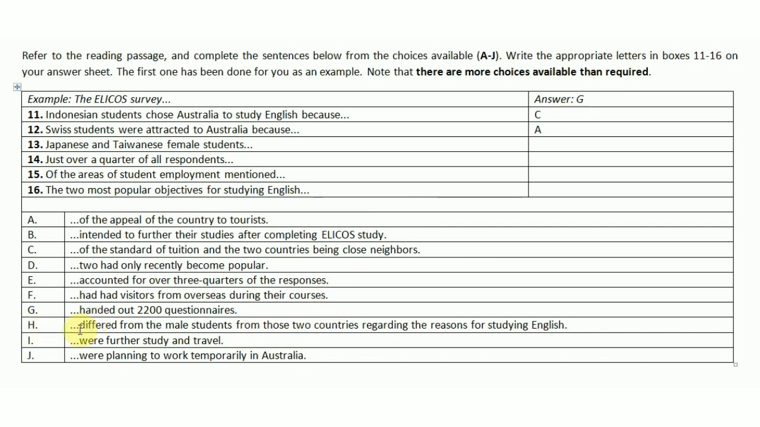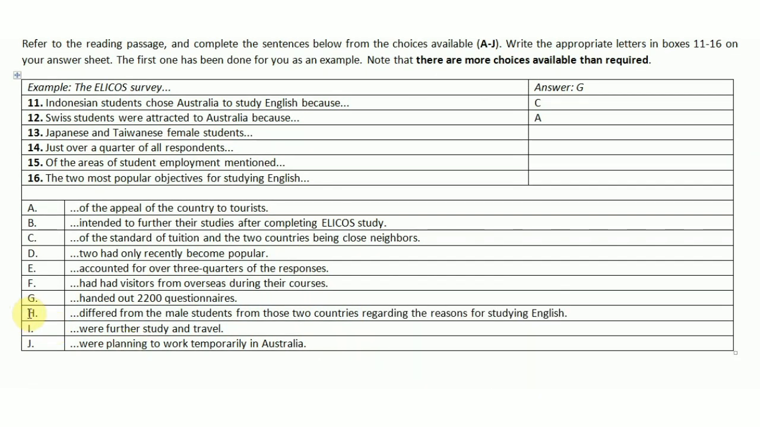Yes, here it is written: differed from the male students from those two countries. Which two countries are they talking about? Japan and Taiwan. So they differed from the male students regarding the reasons for studying English. Yes, the option is going to be H: differed from the male students from those two countries regarding the reasons for studying English. H. Okay, now moving on to the 14th question.